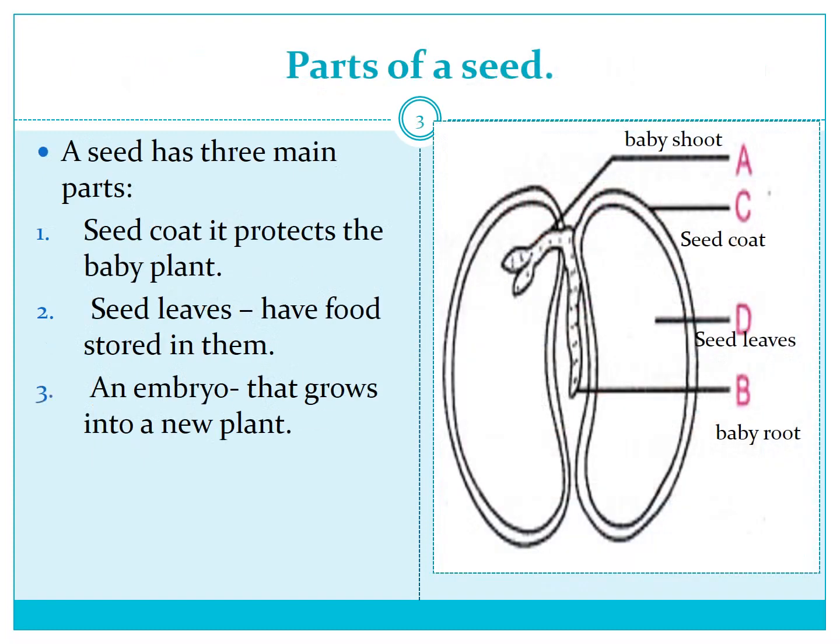What are the different parts of a seed? A seed has three main parts. Seed coat, it protects the baby plant. It is the outermost cover of the seed. Seed leaves, they have food stored in them. An embryo that grows into a new plant. Can you see the diagram on the right? It shows the seed coat as the outermost covering, the two seed leaves. You can see the baby root growing towards the soil, and the baby shoot will go above the soil.